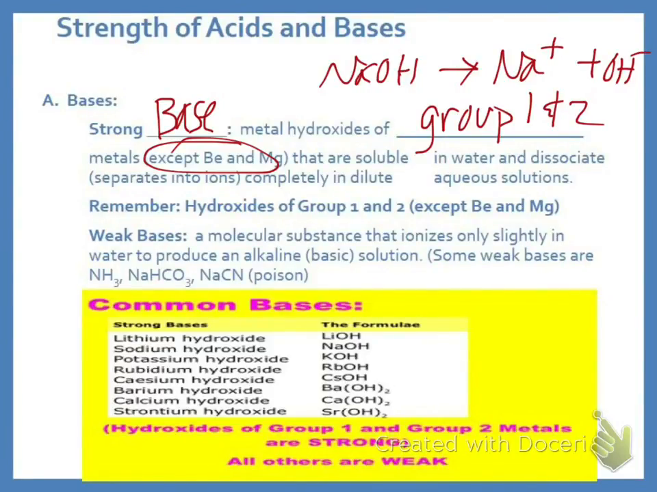It completely ionizes. That's what makes it a strong base. Okay. A weak base is something that only slightly ionizes in water to produce an alkaline solution. Anytime we're making a base, it's going to make an alkaline solution. Alkaline is just another word for basic. Okay.